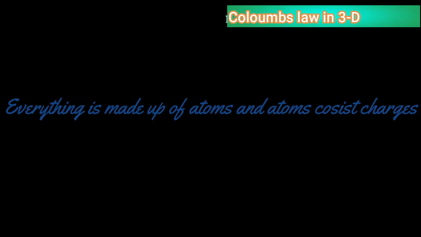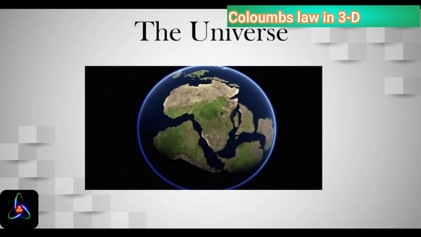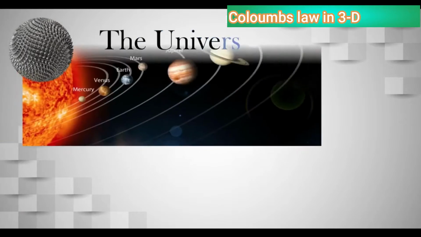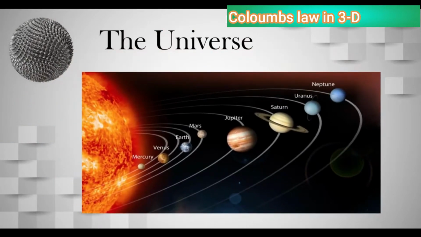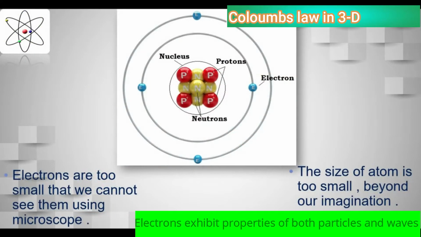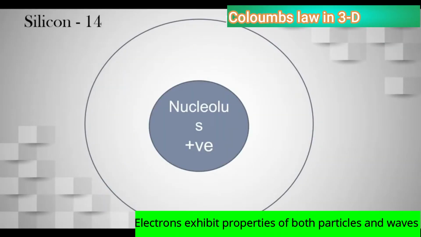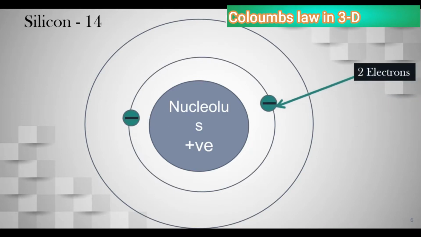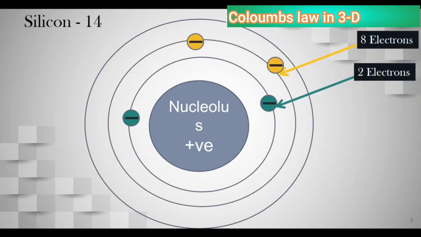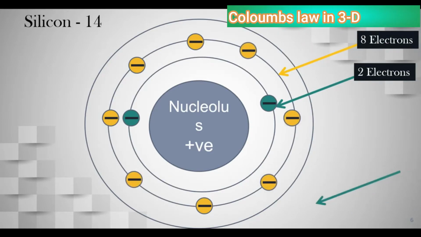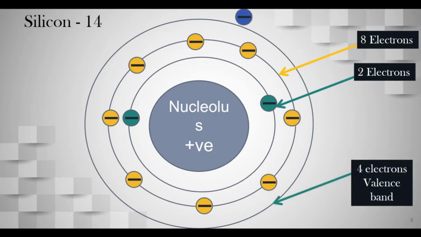Our discussion starts with the very basic element of the universe. Everything which is present around us is made up of atoms. Atoms are very small particles. Yourself, myself, the trees, the rivers, the planets, everything is made up of atoms. And these atoms have charges inside them. We have two kinds of charges. One is positive charge and the other one is negative charge.